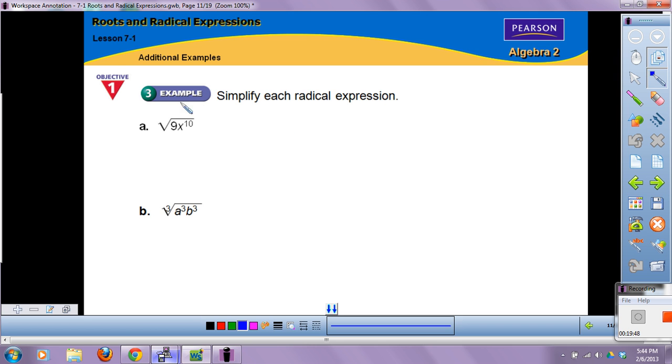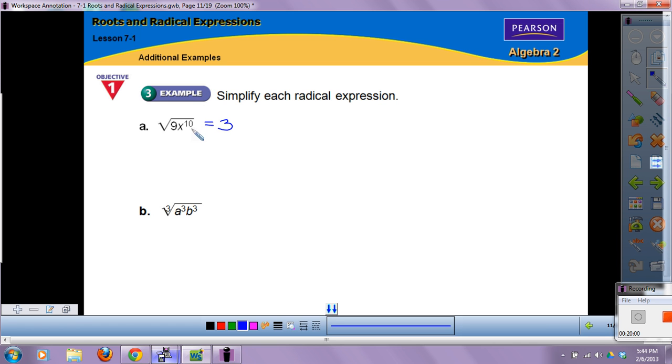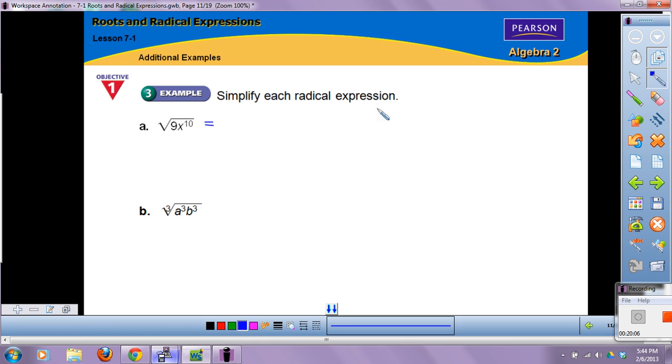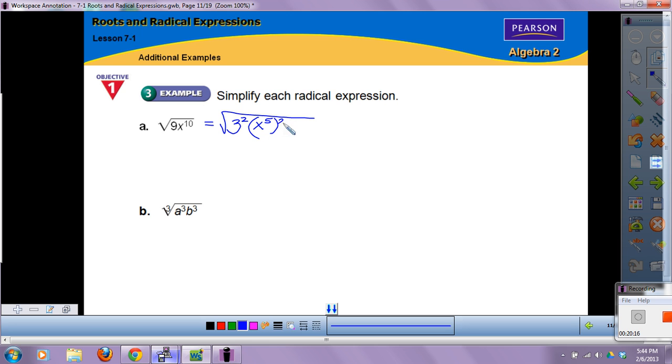So let's start with the easy part of this. This is a square root, and you know what the square root of 9 is. That's just 3. But x to the 10th. Actually, you know what I'm going to do? I'm going to rewrite this whole thing. So I'm going to rewrite this as the square root of 3 squared times x to the 5th squared, because x to the 5th squared is our x to the 10th. So that when we take the square root of it, the square root of 3 squared, well, the square root and the squared cancel, so that's just 3. And again, the square root and the squared cancel, so we get x to the 5th.